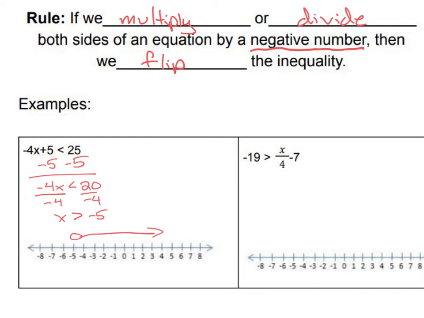So then it's just a matter of making sure when you graph that we have an open dot because it's not equal to, and then anything that's greater than -5 is to the right.